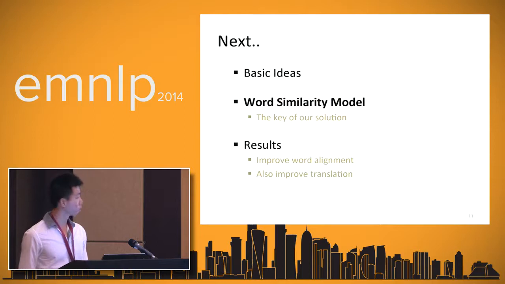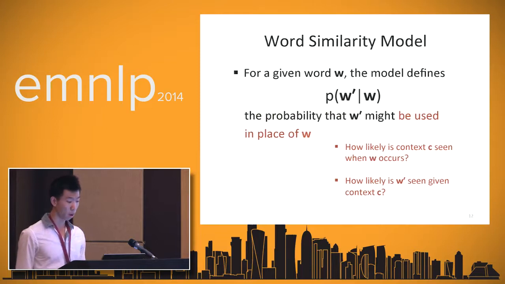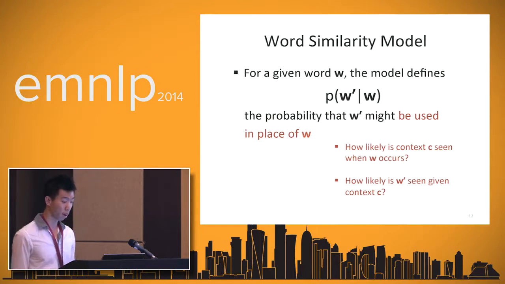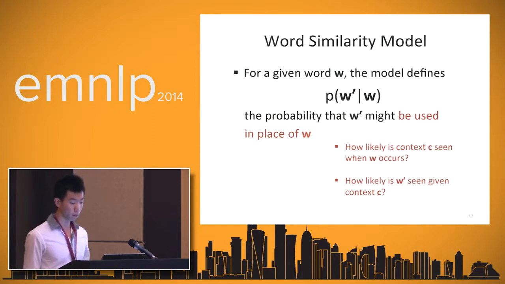Okay, so now it's a good time to explain the word similarity model. Here is how we define it. For a given word W, the model defines P(W prime | W), the probability that the word W prime might be used in the place of the word W. When we say W prime is used in the place of W, we mean that for a particular context where the word W occurs, we can see W prime also in the same context, but in another place in the data.